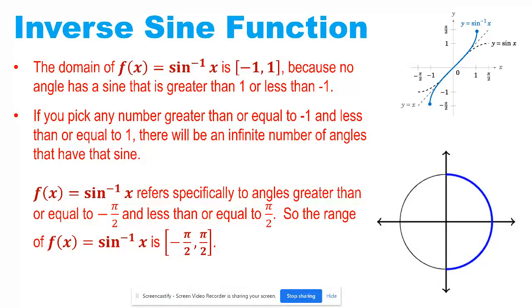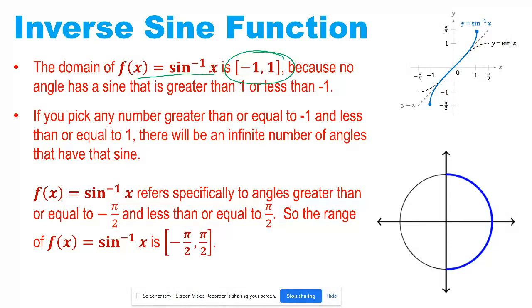So it tells you the domain here of inverse sine is -1 to +1. And the reason is no matter what angle you're working with, positive or negative, no matter how big or small it gets, if you take the sine of that angle, it will give you a number in this range. So numbers greater than or equal to -1, less than or equal to 1 are the only numbers you can plug into the inverse sine function and get an answer in return.